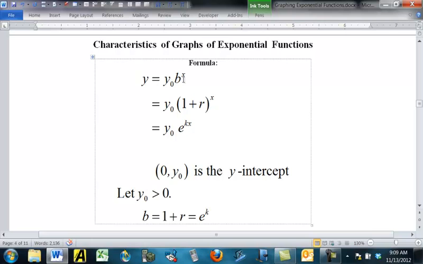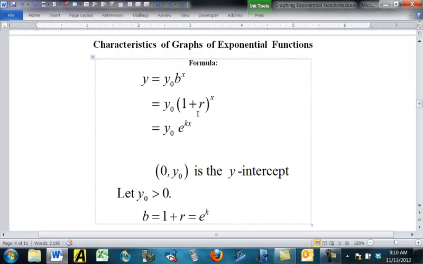We've mainly been focusing on this first one, y equals y sub 0 times b to the x power. We looked at that in the first section. It also turns out that the base is 1 plus the rate of growth, the percentage rate of growth, so we can also write the b as 1 plus r. We can also switch to a very special number e for a base, and we'll talk more about this when we talk about compound interest.